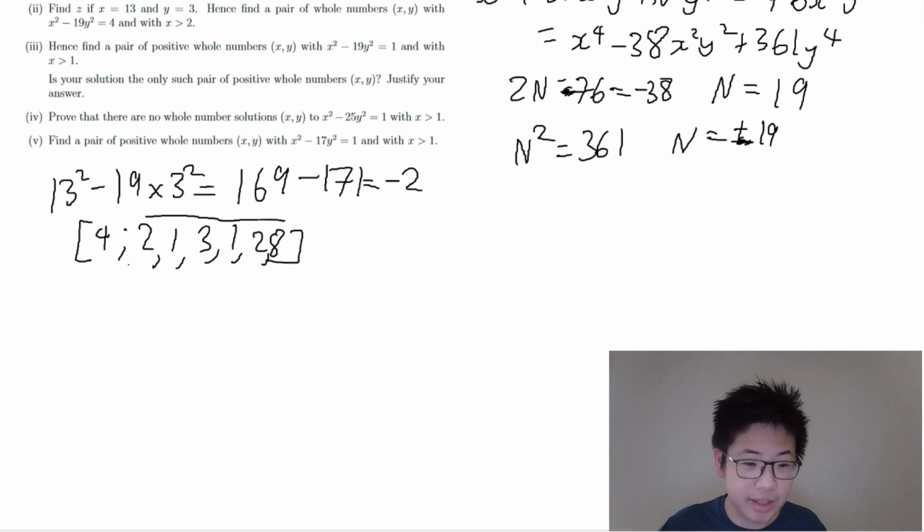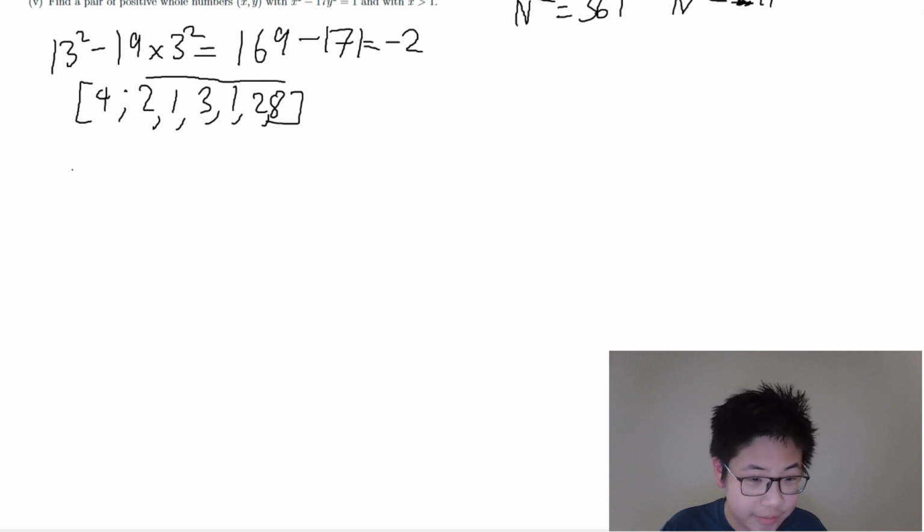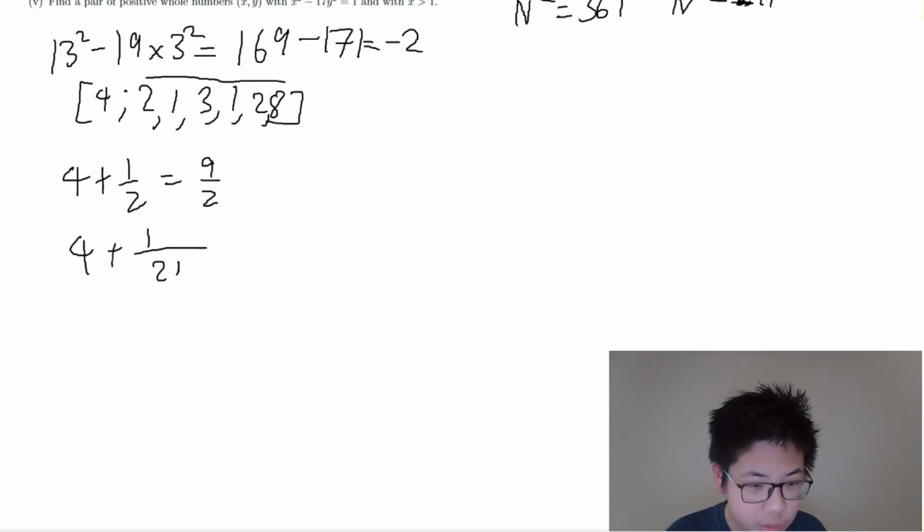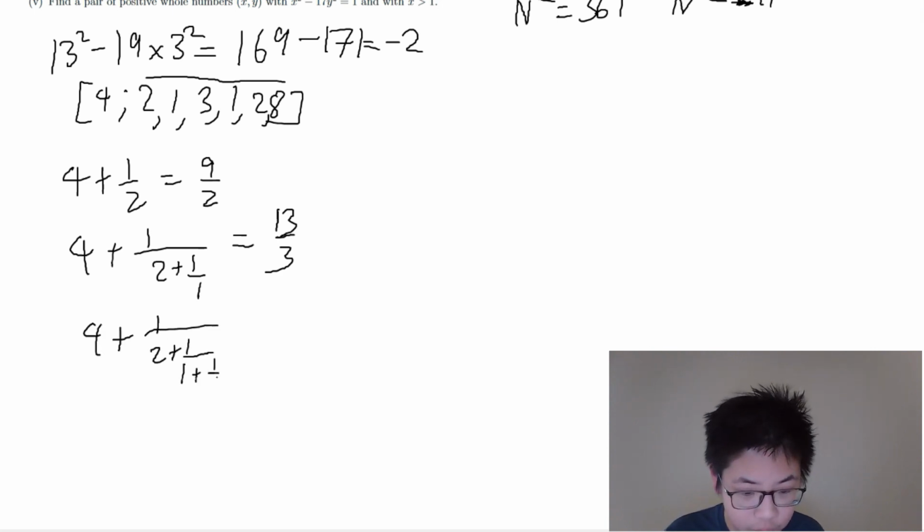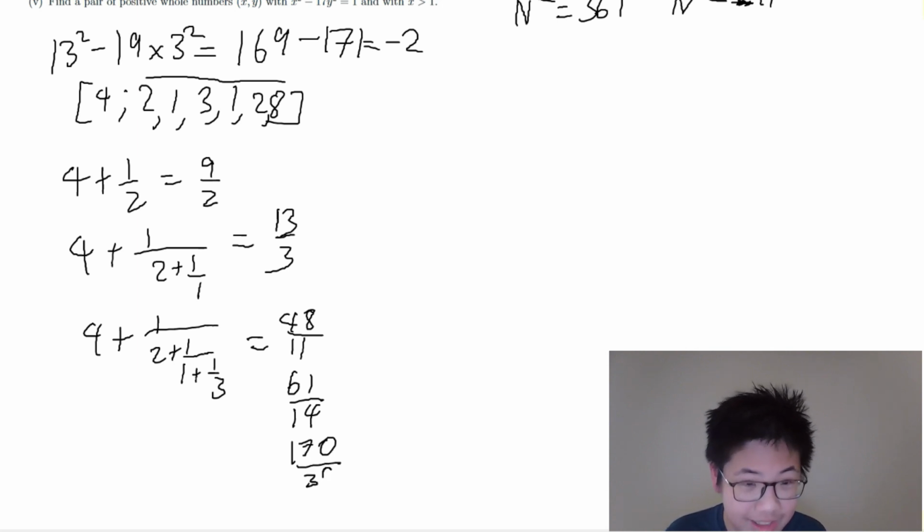This basically means that you can just truncate the fraction. Like, say you have 4 plus 1 over 2. Then we have 9 over 2. 4 plus 1 over 2 plus 1 over 1 equals 13 over 3. And then 4 plus 1 over 2 plus 1 over 1 plus 1 over 3 equals 48 over 11. And then we continue in this fashion. We get 61 over 14 and then 170 over 39.